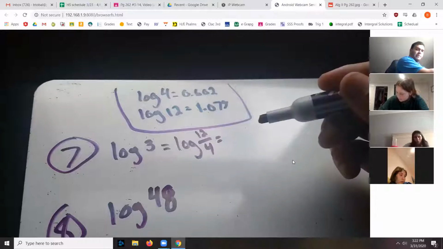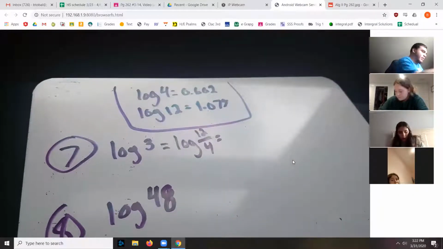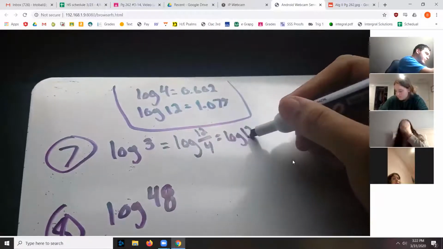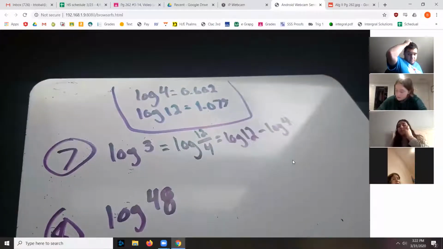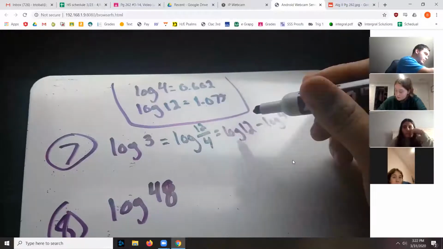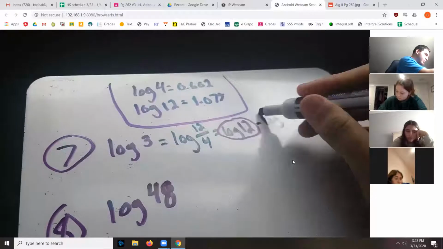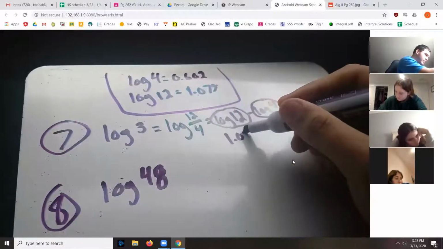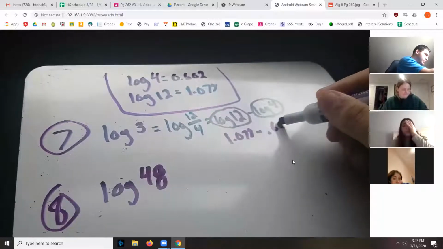Well, when it's divided together, they're subtracted separately. So it's going to become log 12 minus log 4. I actually know what log 12 is, so I circled that because I can substitute. I actually also know what log 4 is, so I can circle that, so I'm going to substitute. So that's 1.079 minus 0.602.